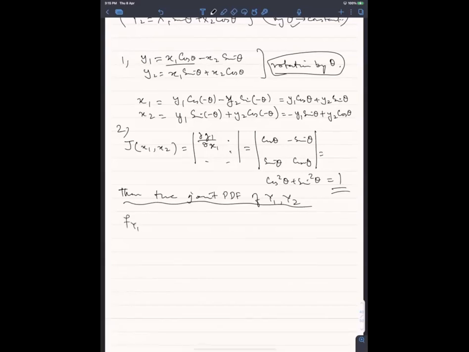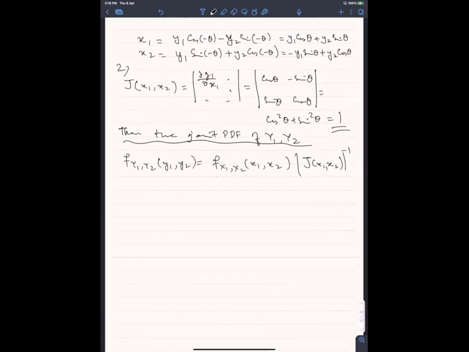f y1 y2 (y1, y2) would be equal to f x1 x2 (x1, x2) into J x1 x2 का इनवर्स. ठीक है. सो जैकोबियन तो 1 है, ये तो वैसे ही उड़ जाएगा. सो this turns out to be equal to this, लेकिन that doesn't mean that the PDFs are equal, क्योंकि ये x1 x2 की टर्म्स में है, ये मुझे y1 y2 की टर्म्स में चाहिए.